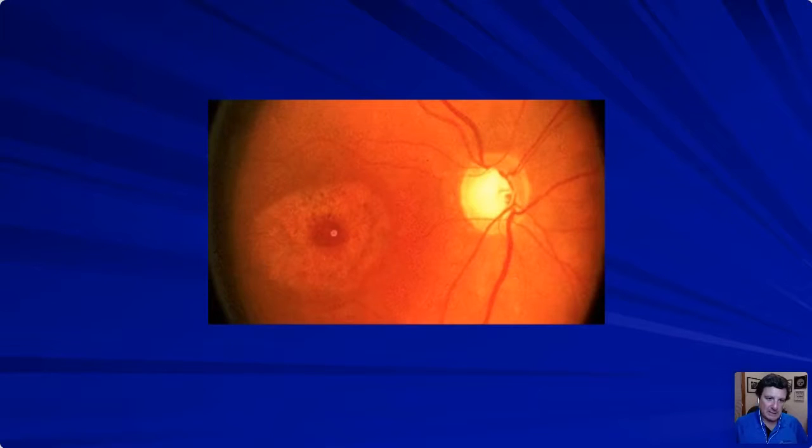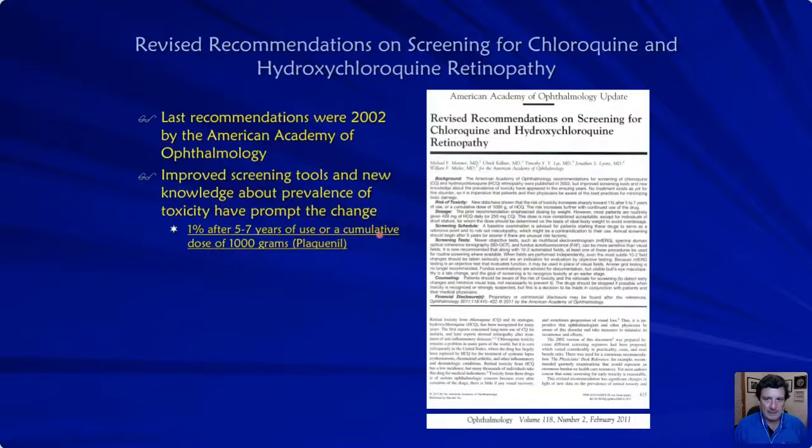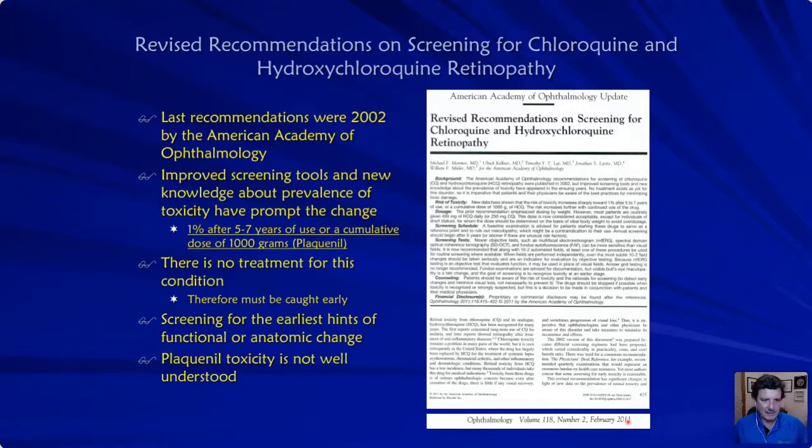I like this slide because this tissue right here is intact. This is the diseased tissue in Plaquenil toxicity. So if you're going to look for Plaquenil toxicity, you want to look in this parafoveal area of the retina. I'm going to go through these slides pretty quickly. For the longest time there were some recommendations in 2002. Then in 2011, new recommendations came out, and they said, just image them.